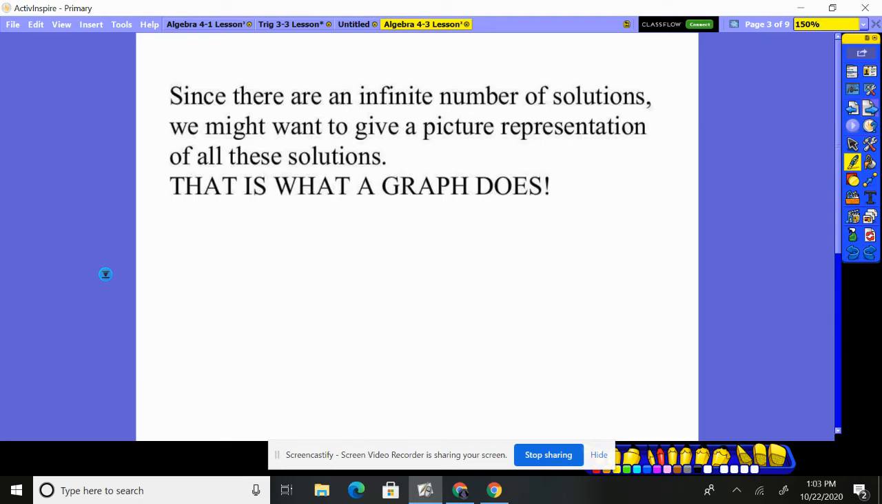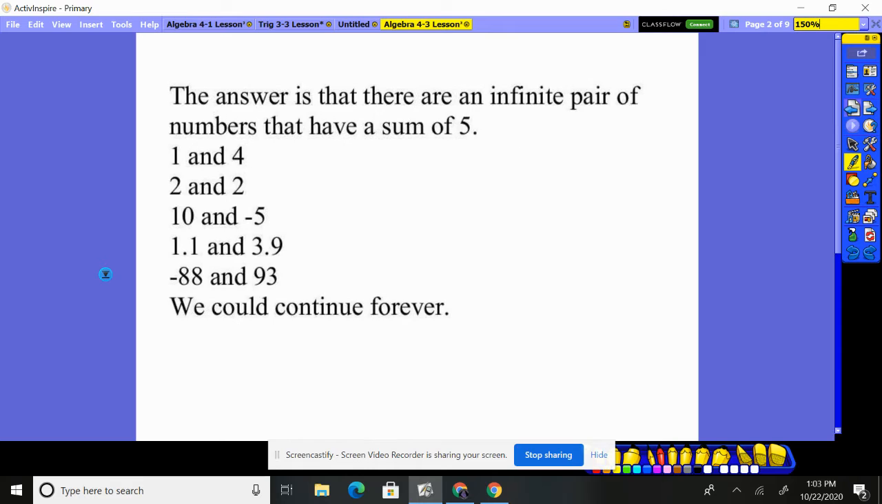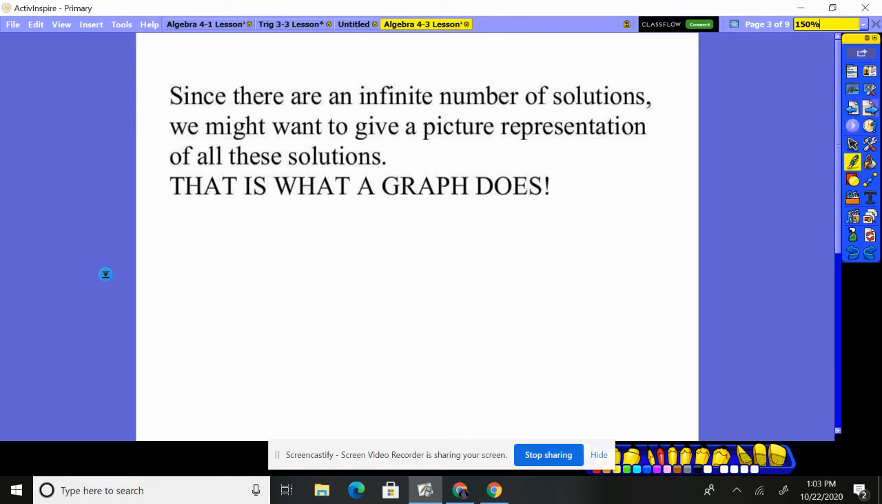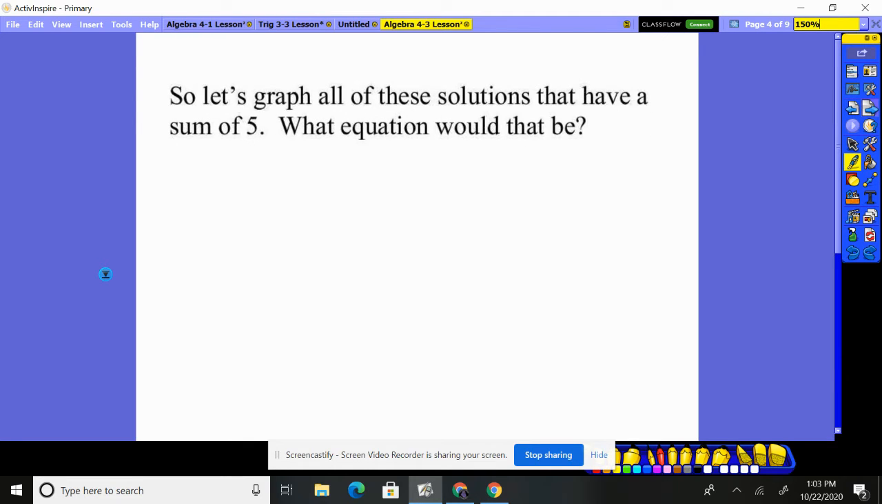Well, since there are an infinite number of solutions, we might want to give a picture representation of all those solutions. Hey, that is what a graph does. A graph is a picture representation that shows you an infinite number of solutions. So instead of listing them like we did here, we're going to actually draw a picture of it. So let's graph all these solutions that have a sum of 5.